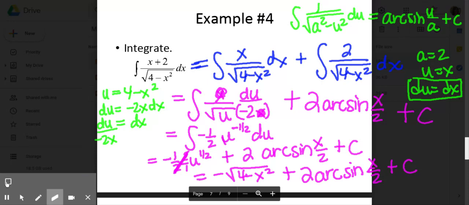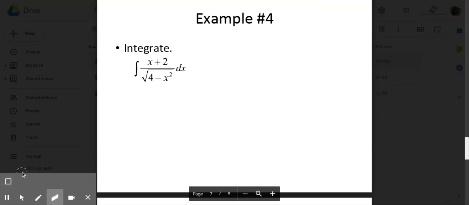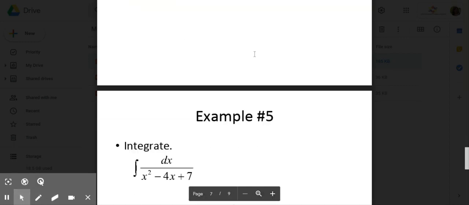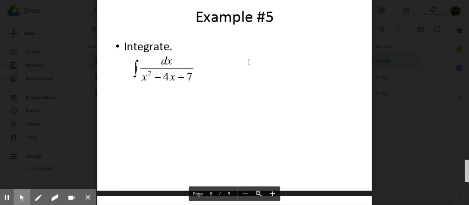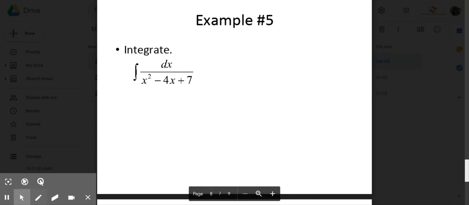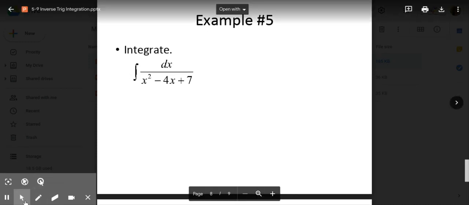All right, and we got just one more left. Number 5. I wanted to do one that was a little interesting here, so we're going to do this last one. All right, so this last one looks daunting at first, but it's not that bad.